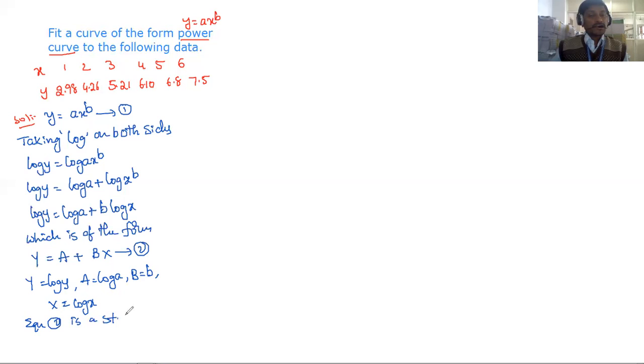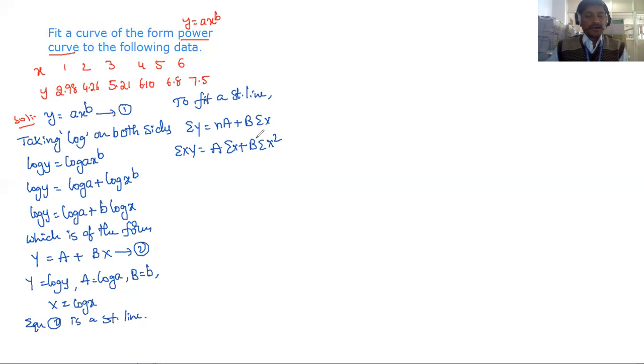So to fit a straight line, we require the normal equations. So what are the normal equations? Summation Y is equal to nA plus B summation X, and another one, summation XY is equal to A summation X plus B summation X square. So these are the normal equations, and we can name them equation 3 and equation 4. Now we require the values of X and Y.